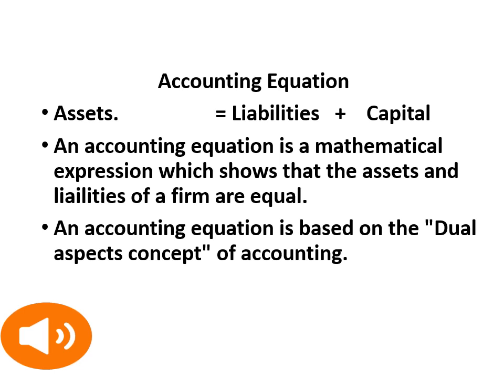These three basic elements are assets, liabilities and capital. What are assets? Assets are the commodities possessed by the business, either tangible or intangible, which have monetary value. And what are liabilities? Liabilities are also called external equity. Debt or obligations owed by the business are called liabilities. What is capital? Capital is also called owner equity. The amount invested by the owner of the business is called capital.